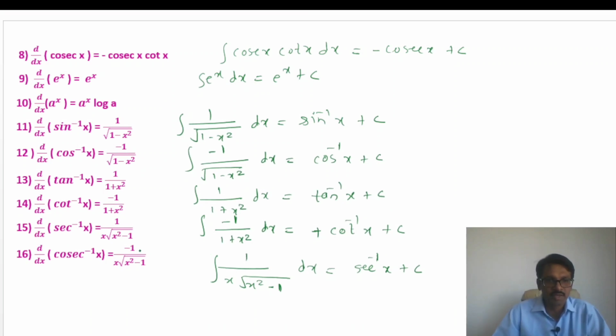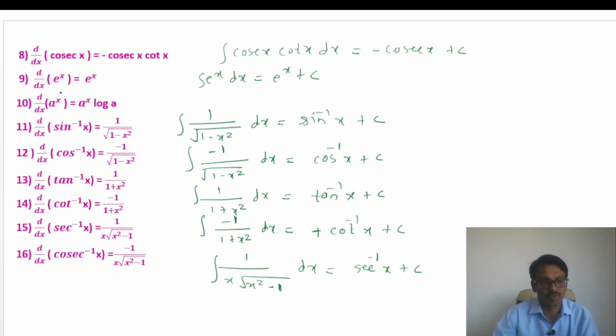Similarly, the integration of minus 1 upon x into root x square minus 1 gives cosec inverse x. Again I repeat, the derivative of cosec x is minus cosec x into cot x, but the integration of cosec x into cot x with respect to x gives minus cosec x plus c.